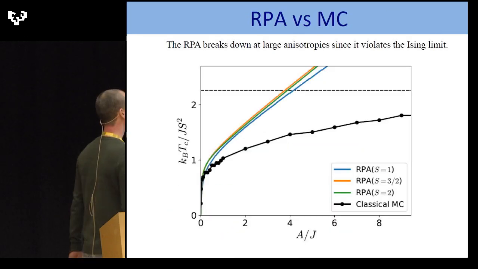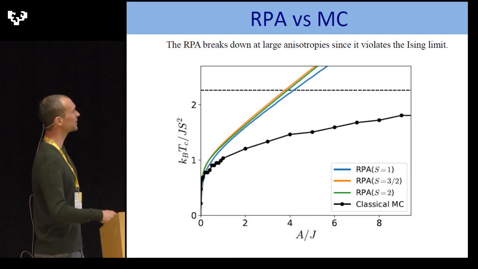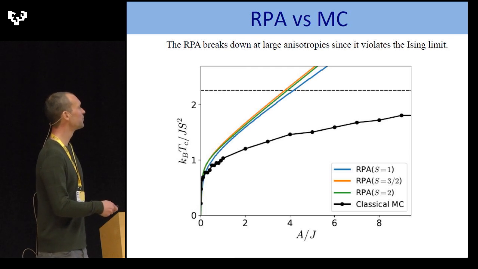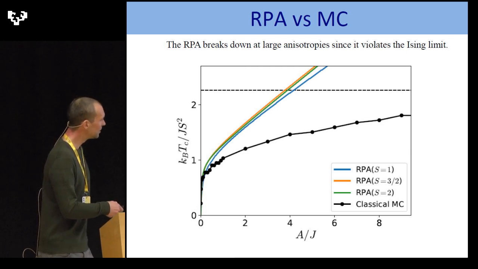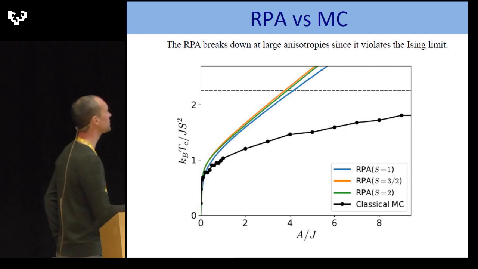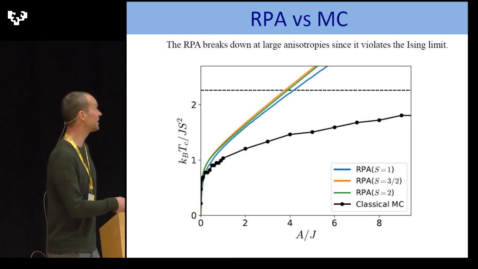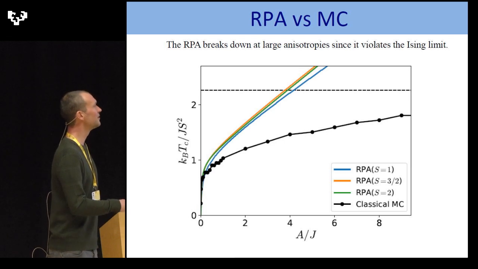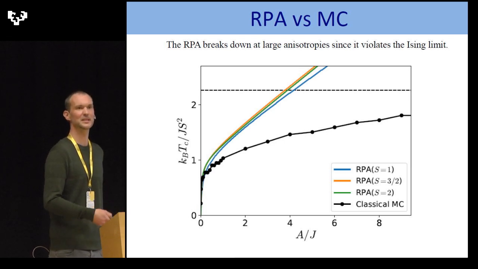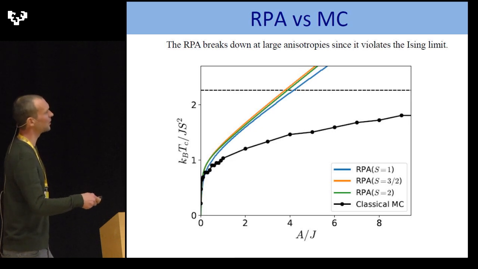So now if we do that, we compare. The black line is the classical Monte Carlo simulations, if we calculate the critical temperature, well, the critical temperature in units of J or A squared, the classical, that only goes in as, so we can do that for all values of spin. For RPA, it depends a little bit on the spin system, if it's spin 1/2, spin 1, spin 3/2, and so on. But it gives very similar results.